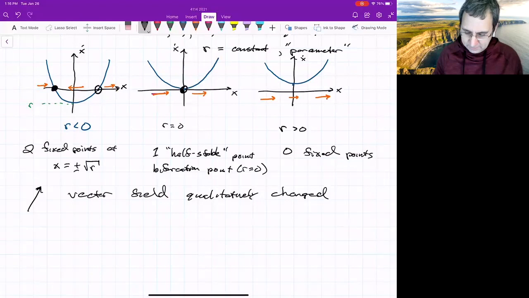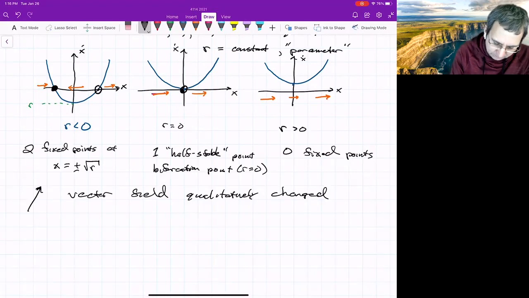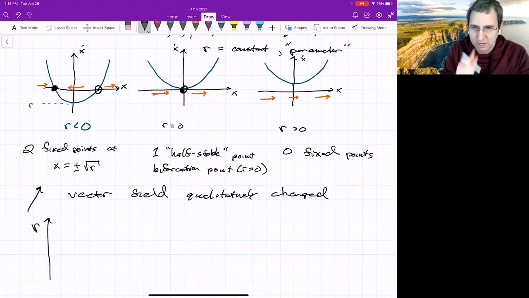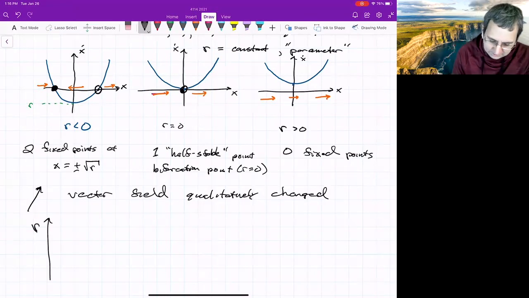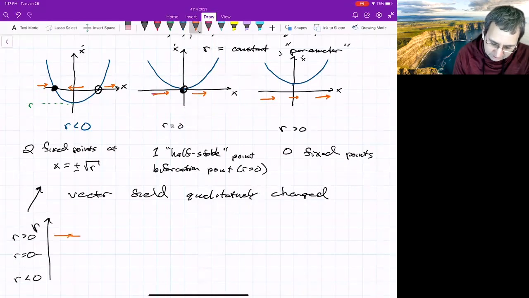I'm saying this thing about the vector field is qualitatively changed. Maybe I'll show that in a different form where along this vertical axis, I'll put r, and here's r equals 0. So over here we've got r greater than 0, and then we've got r less than 0. And if we were to qualitatively show the vector field, it's arrows moving all the way to the right. And then there's something weird that happens at this point where we've got the half stable point.